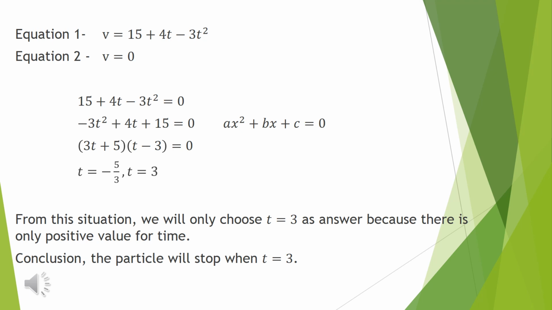So we change the form of the equation into ax squared plus bx plus c. We can write it as negative 3t squared plus 40t plus 15. And we can use factorization in order to find the answer. We can factorize it into (3t plus 5)(t minus 3). You can find the answers negative 5 over 3 and 3. From this situation, we can only choose t equals 3 as the answer because time can only be a positive value. So for the conclusion, the particle will stop when t equals 3.